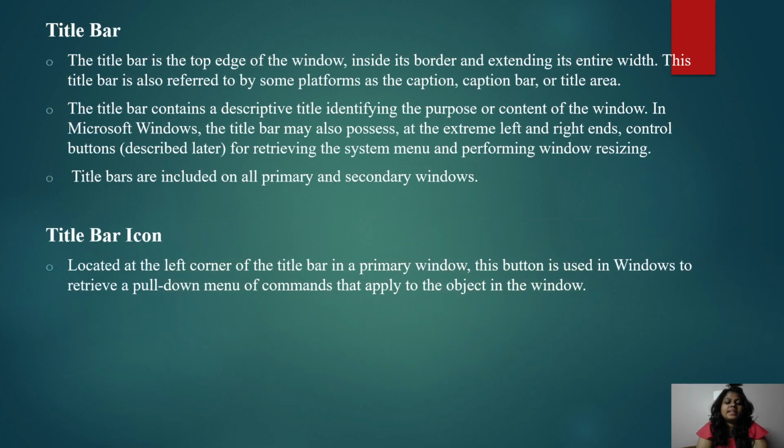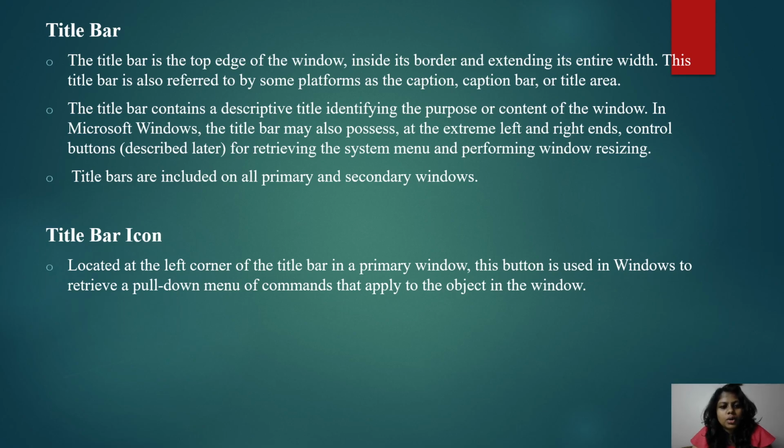Title bar. The title bar is the top edge of the window inside its border and extending its entire width. This title bar is also referred to by some platforms as the caption bar or title area. The title bar contains a descriptive title identifying the purpose or content of the window. In Microsoft Windows, the title bar may also possess, at the extreme left and right ends, control buttons for retrieving the system menu and performing window resizing. The title bar is included on all primary and secondary windows.